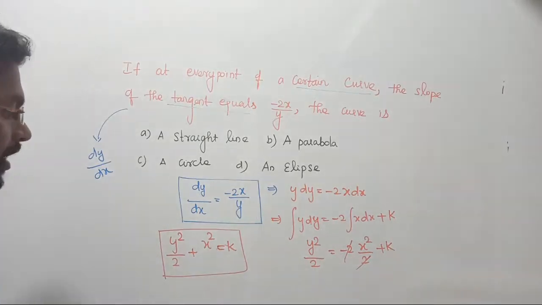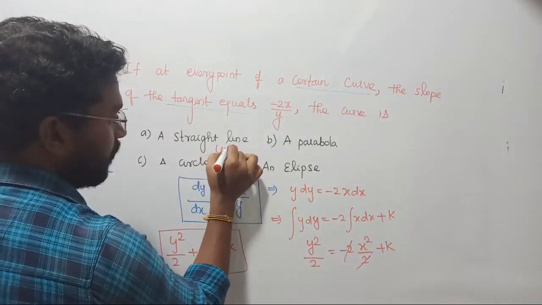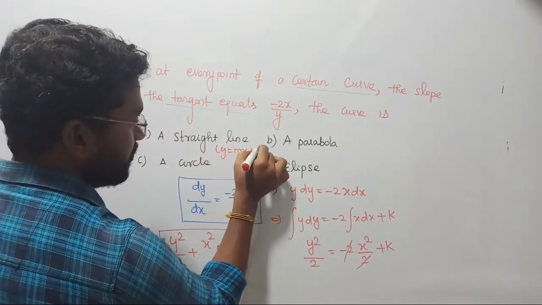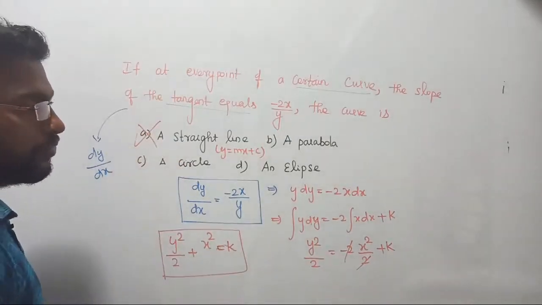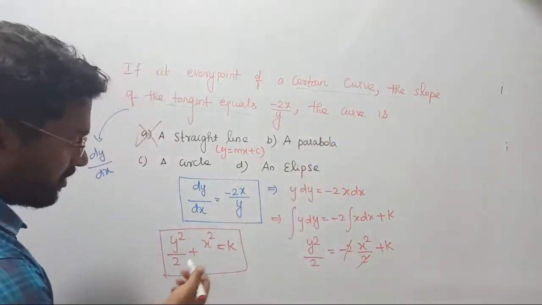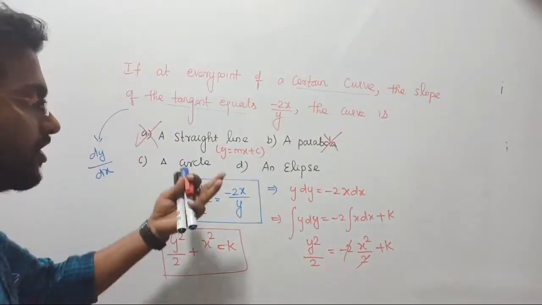What is this? Anyway, this is not a straight line, because for a straight line it is in the form of y is equal to mx plus c. I did not get any type of solution like that, so this is not a straight line, right? And it is not a parabola, because for the parabola we saw four possibilities. No possibility comes here.